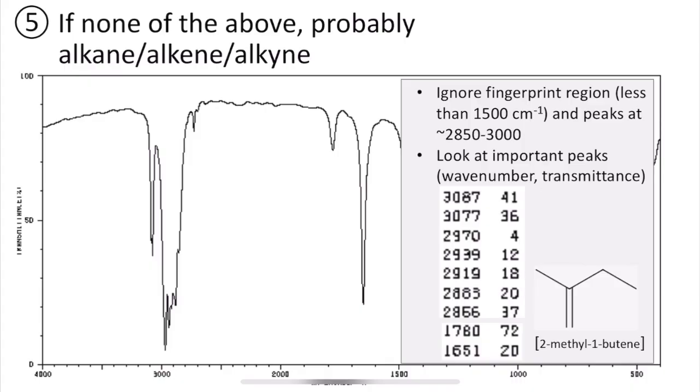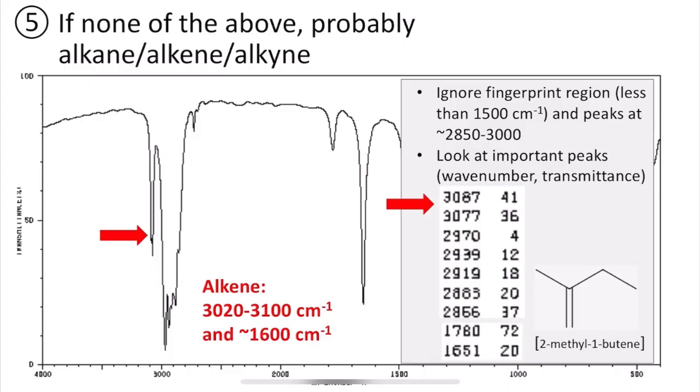Next, for alkenes, you can look at the 3020 to 3100 region. Plus, it also has a peak at around 1600, as seen in the IR spectrum of 2-methyl-1-butene.